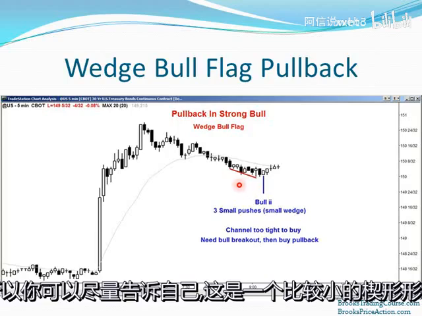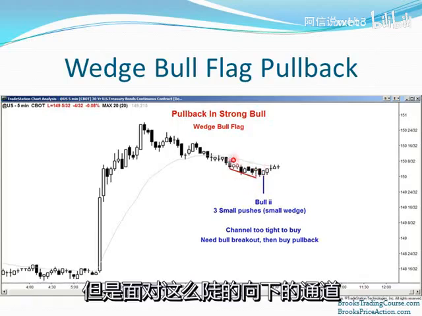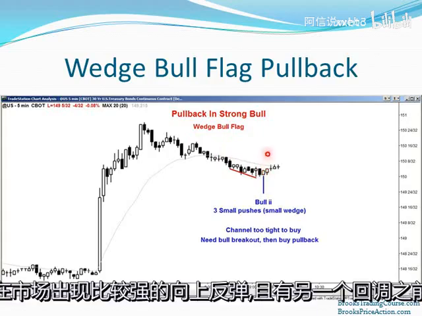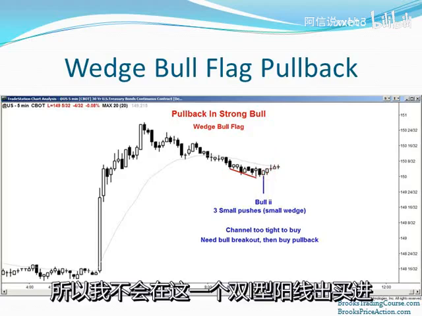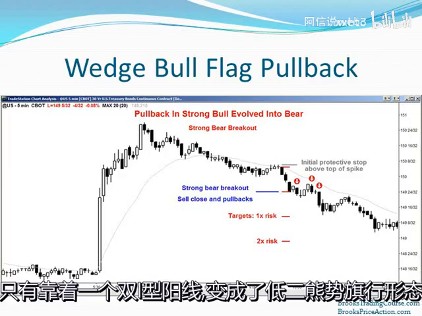So you can try to convince yourself that it's a small wedge, but when the channel down is this steep, I would not buy until after the market had a strong bull breakout and then a pullback. So I would not buy above the bull II. And this is what happened. That bull II became a low 2 bear flag.